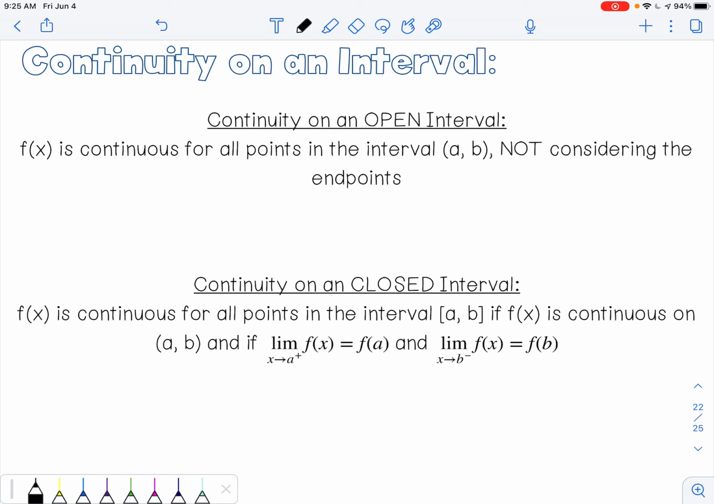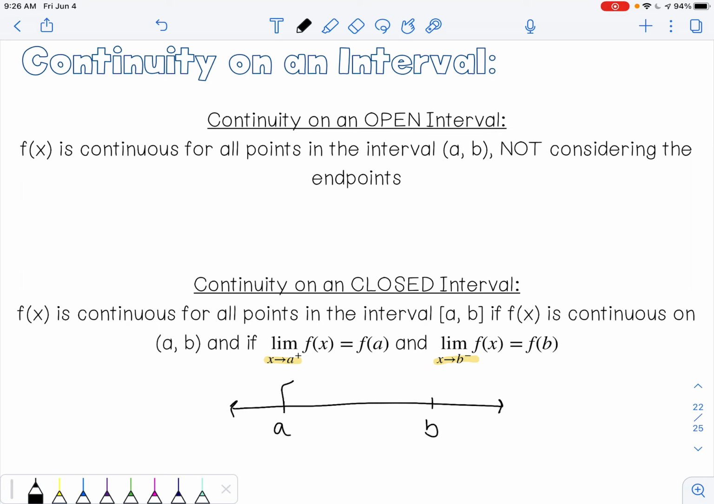Now, a closed interval is a little different. For closed intervals, you have to be continuous for all points in the interval between a and b. And then it's going to be continuous on this closed interval if we take the right-handed limit as x approaches a of the function, and that equals the function value at a, and if we take the left-handed limit as x approaches b.